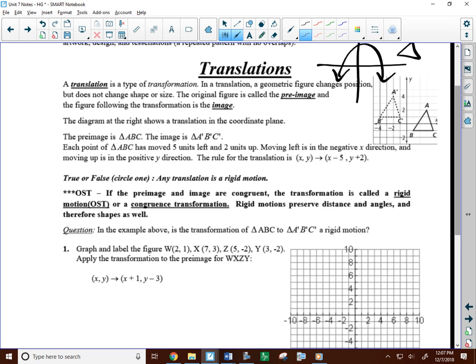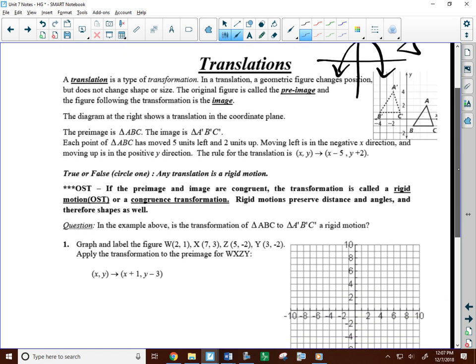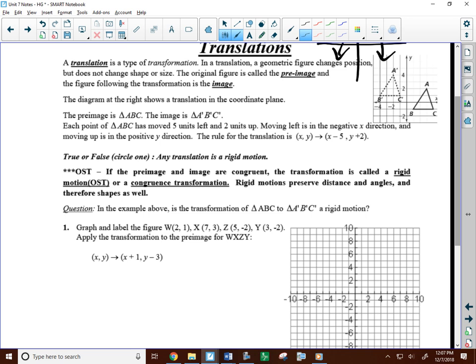So yeah, tessellation is a little different, but let's talk about translations first. This one, the figure changes position, but it does not change shape or size. So you're sliding it left, right, up, down. That's pretty much all we'll do. Now we might do up and right, so that's kind of diagonal overall.